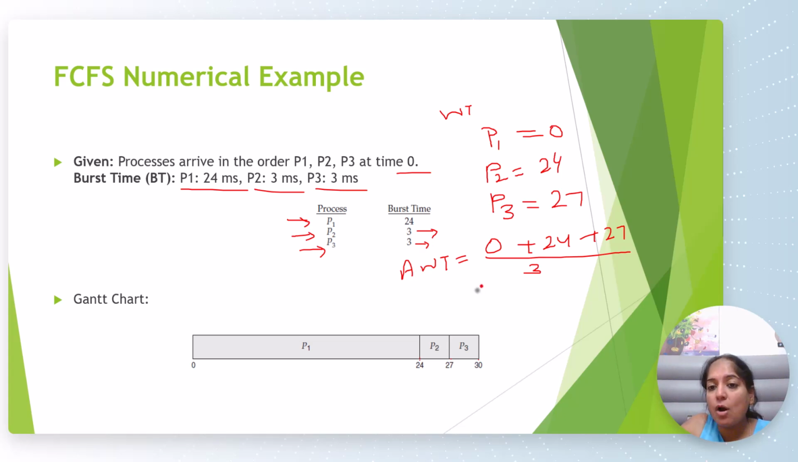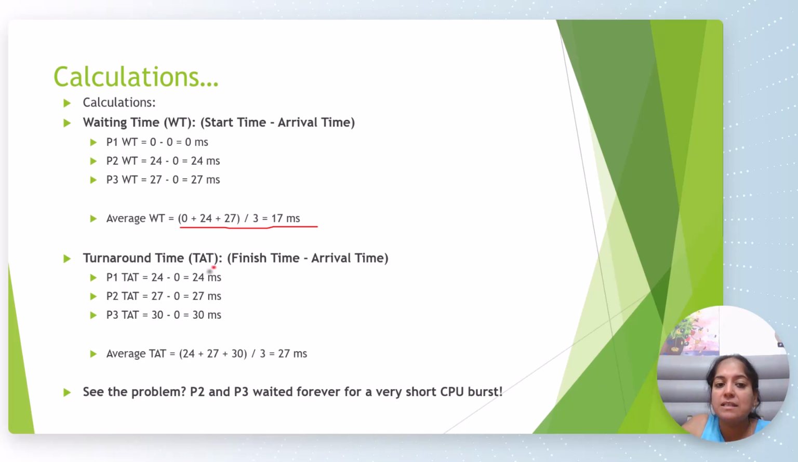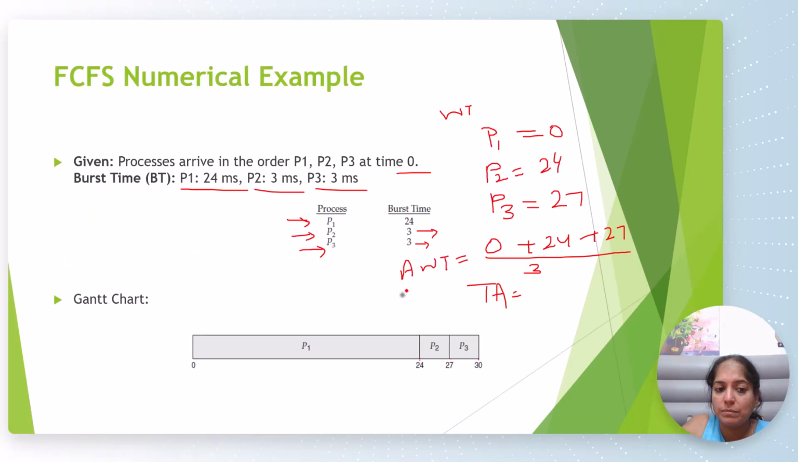Now if we talk about the turnaround time, that is when a process enters and when it completes. So that is the finish time minus the arrival time. The turnaround time for process P1 is 24 because it completes at 24 milliseconds. The turnaround time for process P2 is 27 because it completes at 27 milliseconds, and the turnaround time for process P3 is 30 because it completes at 30 milliseconds.